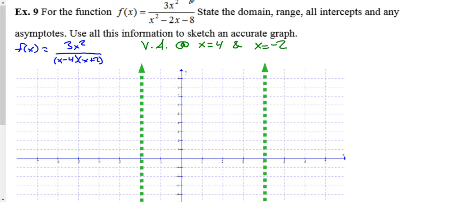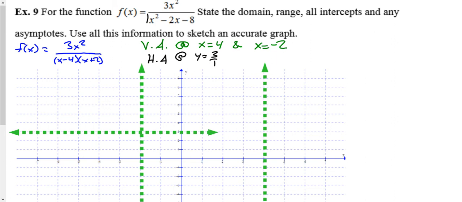Let's talk about my horizontal asymptote. Go back to your original equation, because in your original equation you haven't factored or anything funny yet. So in my original equation, I'm looking at the highest degrees everywhere. So I have x squared. I'm going to compare them. It's the same, so all I'm looking for is the coefficients. That's a 3. This is a 1. So I have a horizontal asymptote at y equals 3 over 1, which is just 3, by the way. So I'm going to draw a horizontal asymptote at 3. So there we go. There's that one there.